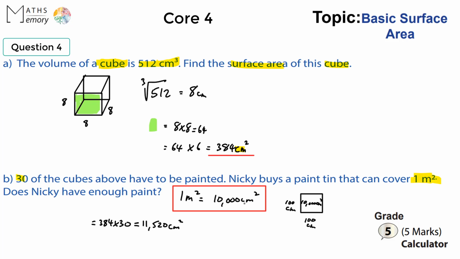She only has 10,000, so no, she wouldn't have enough paint. She needs to go back to the shop and buy a bit more. Hopefully not to buy another paint. She'll be wasting a lot of paint. But you've got to figure this out in terms of the question and just therefore say no, and justify it with these answers over here, because obviously 11,520 is greater than 10,000. Okay, and that's the answer for part B over here.